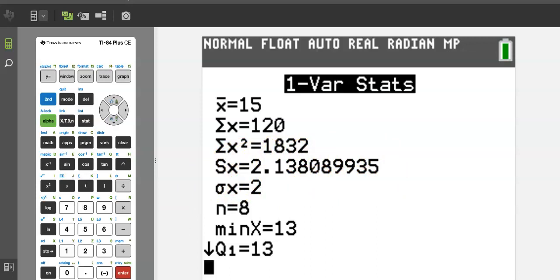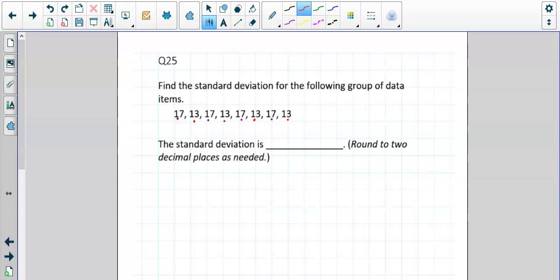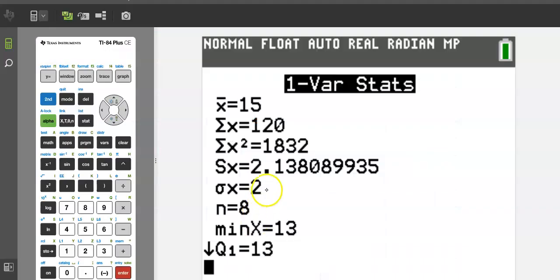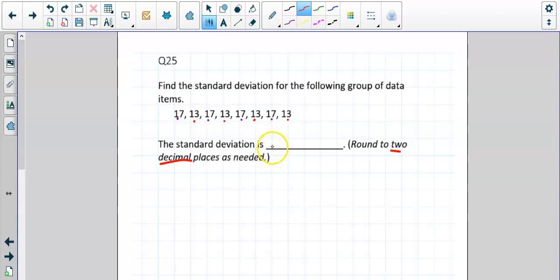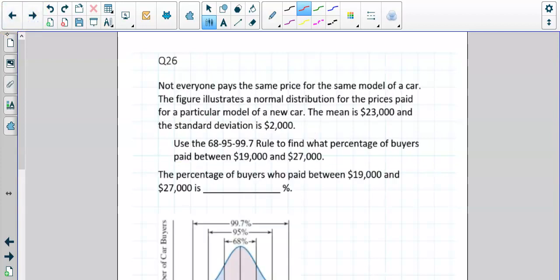So let's check on the rounding. What do they want us to round to? So it says round to 2 decimal places. So we go back. 2 decimal places would be 3, and the 8 says, hey 3, take it up. So you got 2.14. There's your standard deviation. 2 more, and we're done.